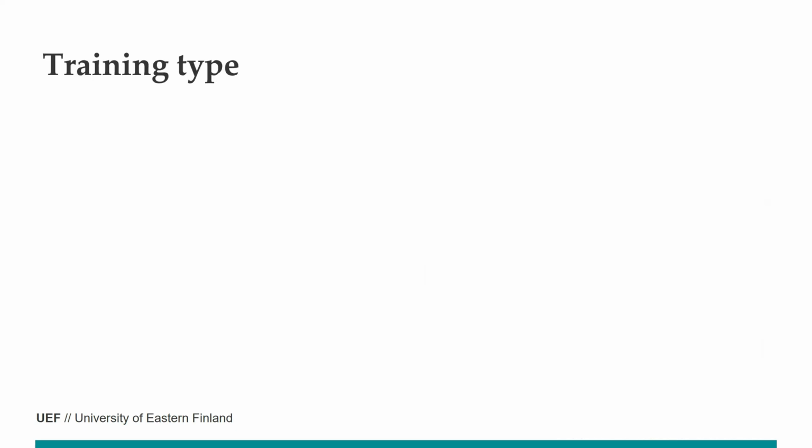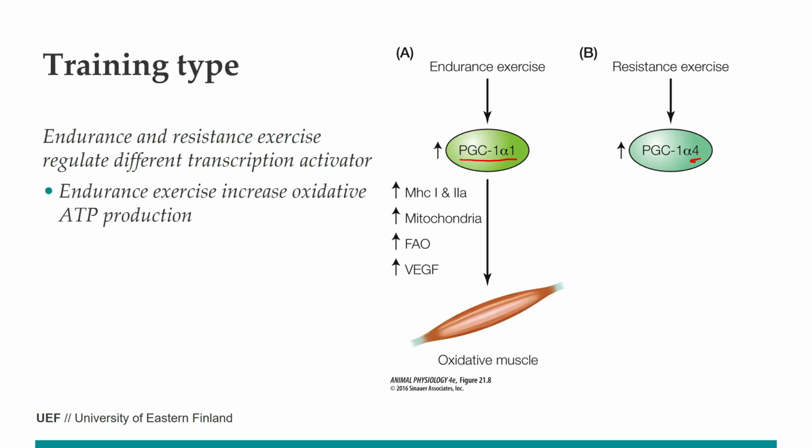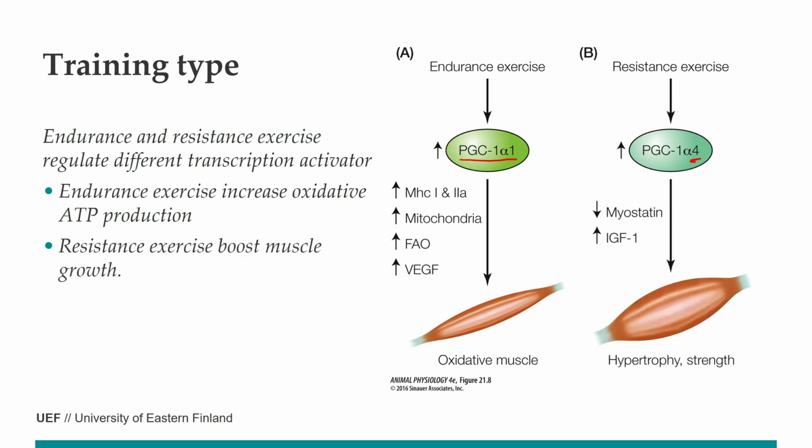But what about the two different training types? In endurance and resistance exercise, we are using a slightly different transcription activator. When doing exercise with the bicycle, we are affecting PGC1 alpha 1. In resistance exercises, the last number is different, so it's a slightly different transcription activator. In endurance exercises, that affects oxidative ATP production, but in resistance exercise, it will boost muscle growth.